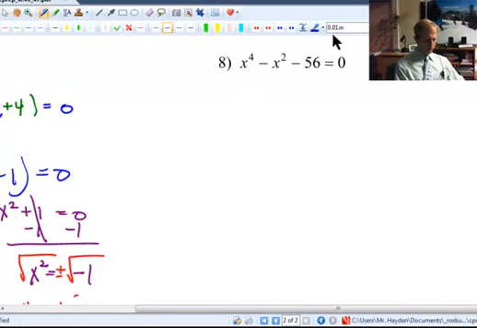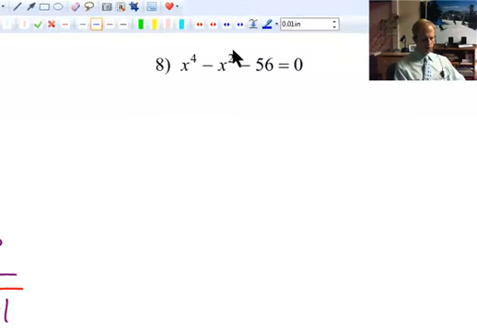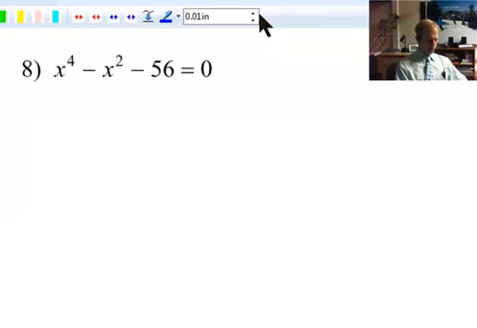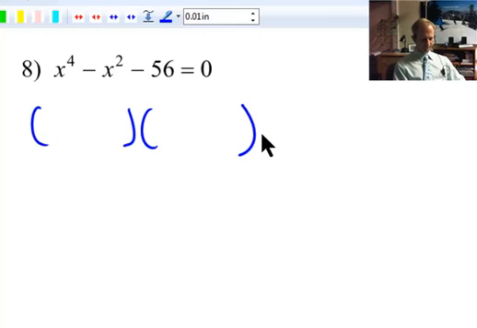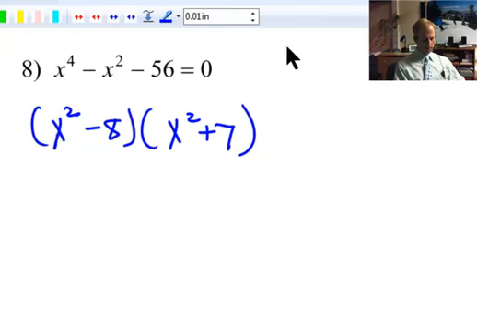Okay, and in the last problem here, I have a trinomial on the left side of the equal sign. So I know I'm going to be doing quadratic form factoring. And I'm going to need two numbers that multiply to be negative 56 that add up to negative 1. Well, that would be minus 8 and plus 7, so x squared minus 8 and x squared plus 7. Alright, so now I'm ready to set each factor equal to 0 and solve.